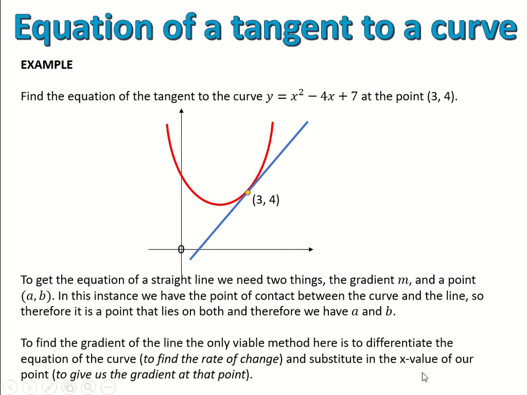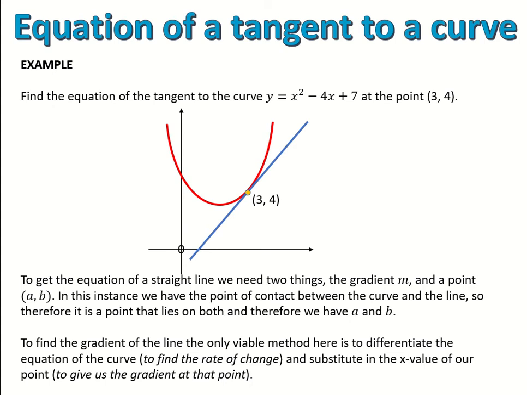Okay, so to find the gradient of the line, the only viable method here, so we think about previous methods we've used, we've had 2 points and used the gradient formula. We've only got 1 point here, and we're only going to know 1 point because there's only 1 point on that curve, so we can't use the gradient formula. We might have had the equation of another straight line, which we don't have. We might have had the angle that it meets the x-axis, which we don't have. So there's only one viable method here, and that's differentiation.